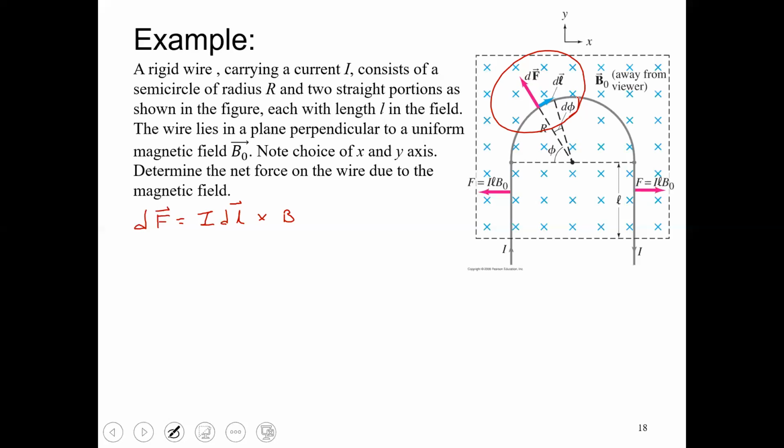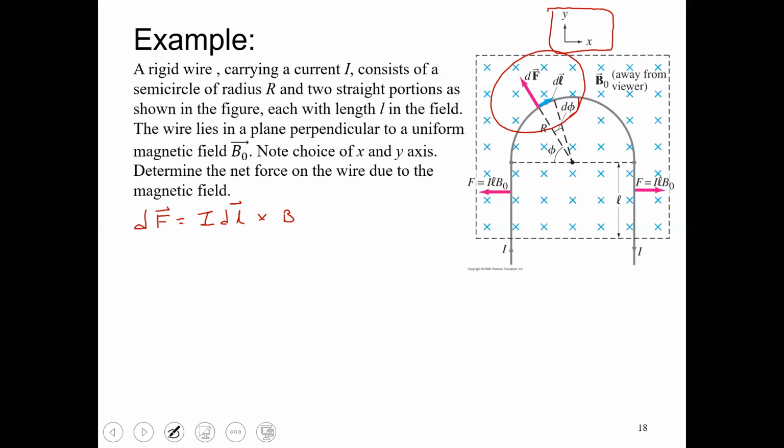So the wire lies in a plane perpendicular to a uniform magnetic field. They tell us to note the choice of X and Y axes. And we want to determine the net force on the wire due to this magnetic field. All right, so what do we need to do?